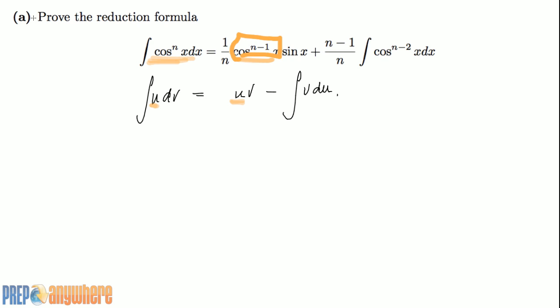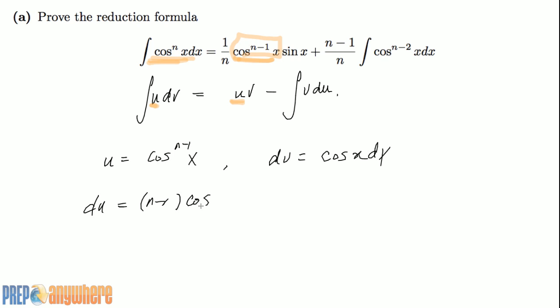So if you let u equal cosine^(n-1) x, then dv must be just the extra cosine that's left over. Let's differentiate to get du. Differentiating, you get n minus 1 cosine^(n-2) x, chained by the derivative of cosine, which is minus sine of x. And v is going to equal just sine of x.